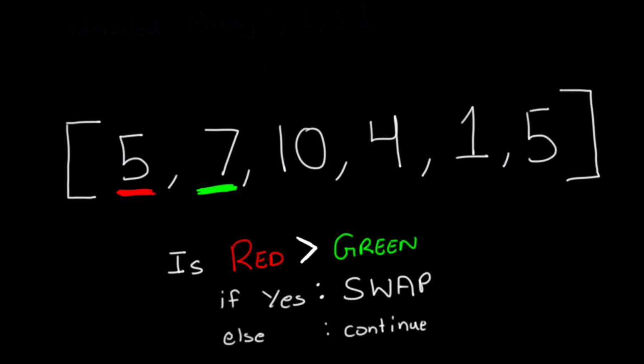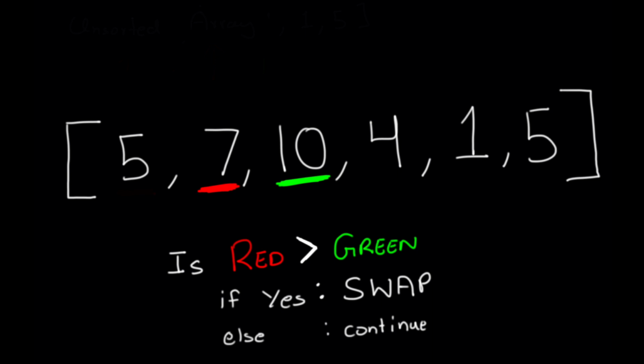So we currently have 5 and 7. 5 is less than 7, so in this case we're not going to do anything. After comparing the numbers, we're going to move both the pointers by one place. Okay, so now we're going to compare 7 and 10, and again, red is less than green, so nothing is going to happen.